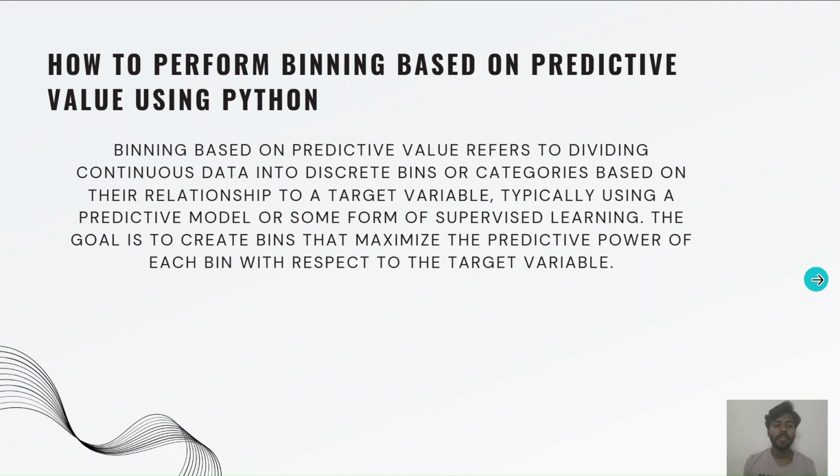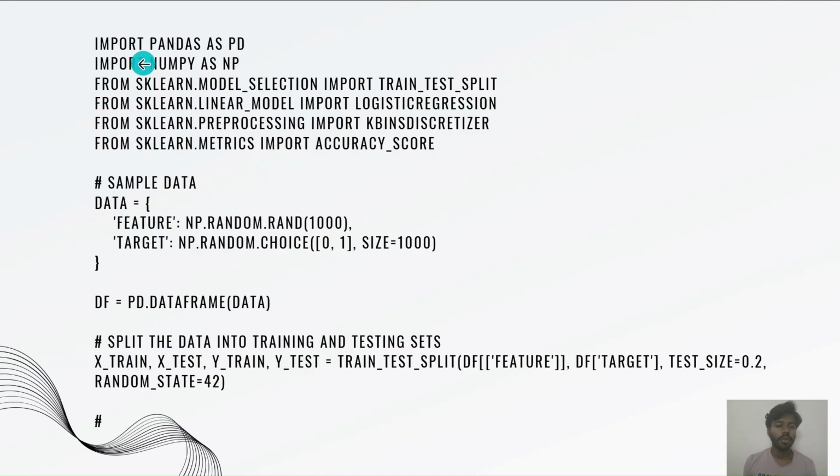Now, how do we perform binning? So here we have the code for that. First we import pandas as pd, then import numpy, from sklearn.model_selection import train_test_split, then from sklearn.linear_model import LogisticRegression, then from sklearn.preprocessing import KBinsDiscretizer, then from sklearn.metrics import accuracy_score, right? Then sample data: feature is np.random.rand(1000), then target is random choice 0 to 1, size is 1000. Now the data frame is assigned pd.DataFrame(data).